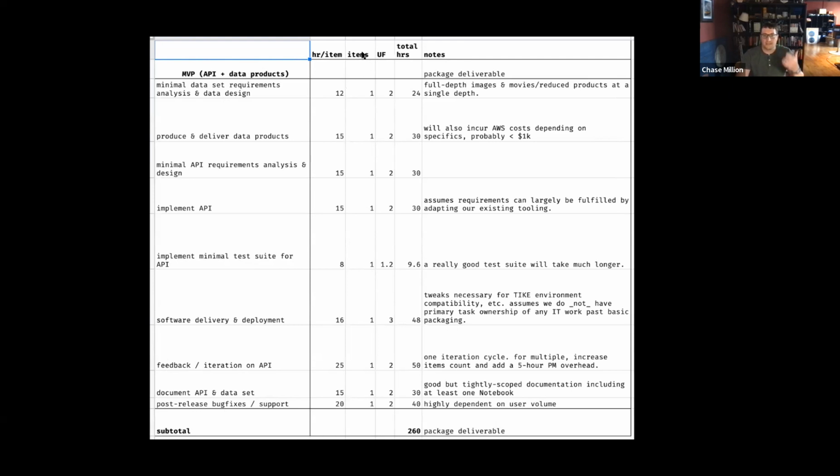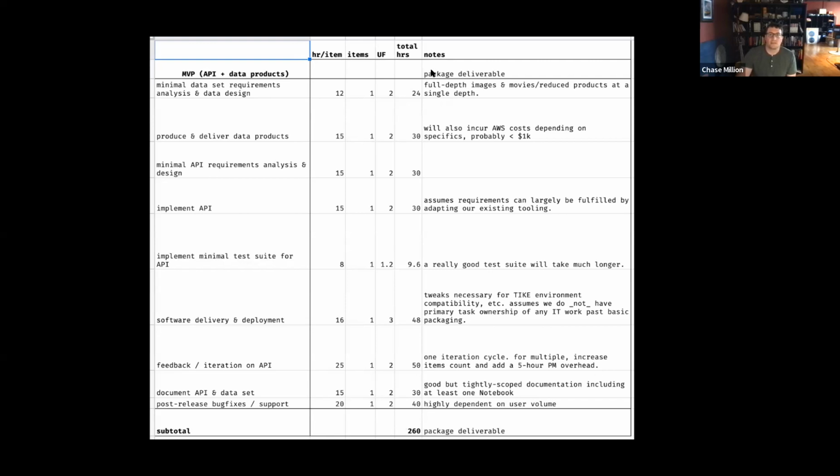In this project, we had some repeating tasks, so we included an items column, and then we assign the uncertainty factor to all of those tasks. We add them up, and this is the project estimate. That is the basis of the quote that we gave to the client in this case.